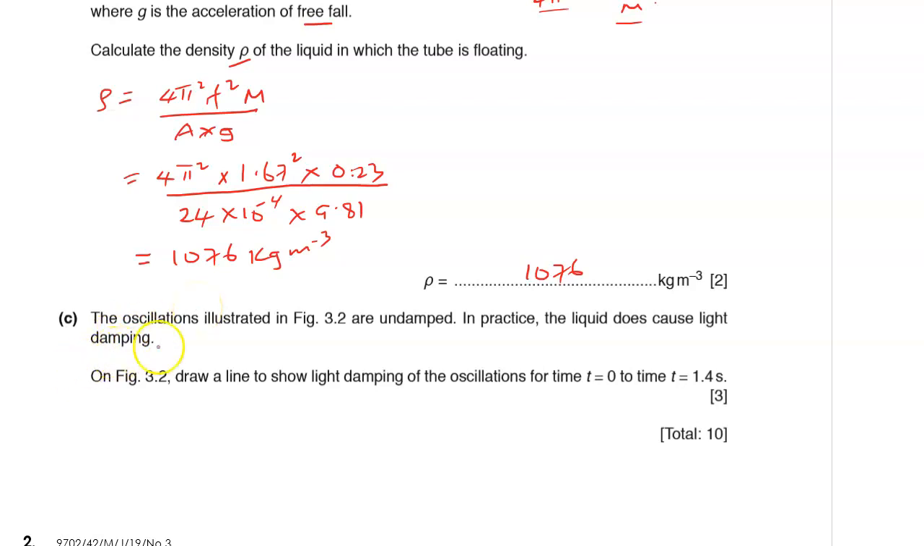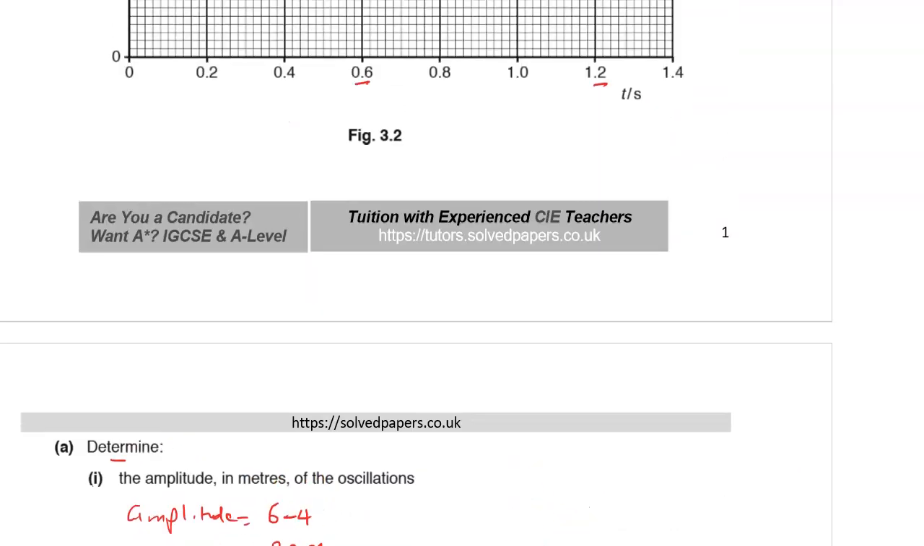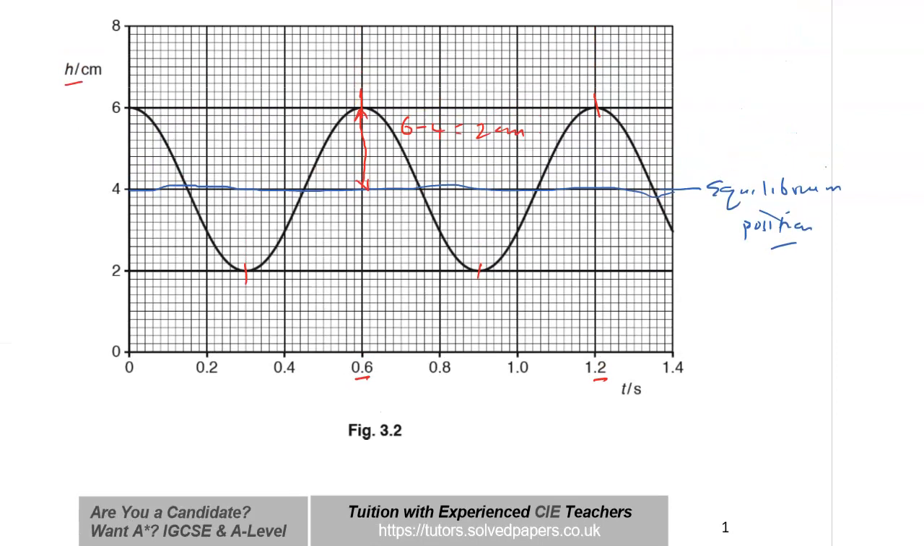C. The oscillations illustrated in Fig 3.2 are undamped. In practice, the liquid does cause light damping. On Fig 3.2, draw a line to show light damping of oscillations for t equal to 0 to t equal to 1.4. With damping, the amplitude reduces with time. So here we are. We can erase this.